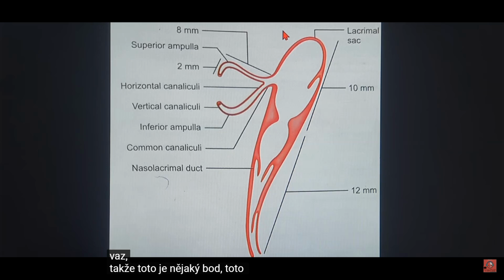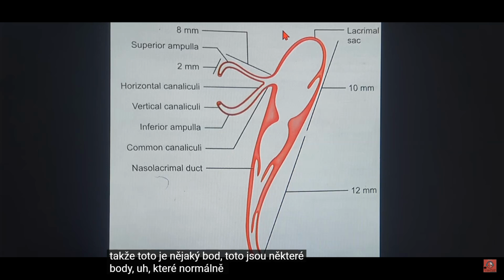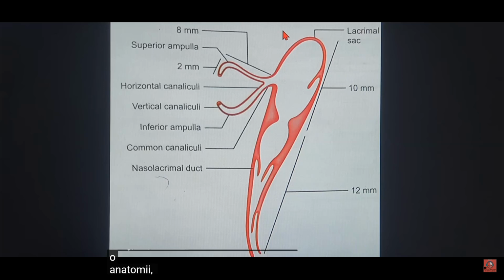So these are some points that you normally don't read about in the anatomy, so I'll clarify those points right here. That's about the fundus of the lacrimal sac. The length of the lacrimal sac is roughly around 12 to 15 mm.